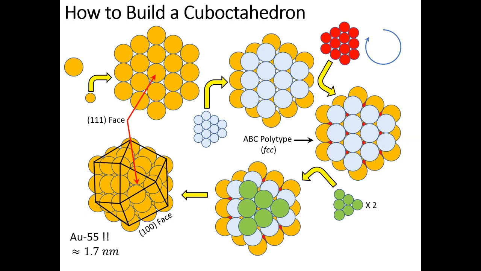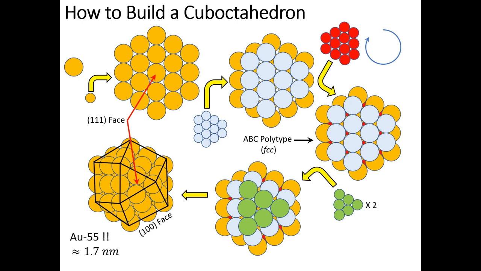Now I add one more. Remember, every layer has one fewer atom, right? So I have now only 6 atoms to cover the top. And I also have the same 6 to cover the bottom. Again, they have to be done properly, right? And we have to shift it this way and turn it this way. And then we have our cube octahedron.